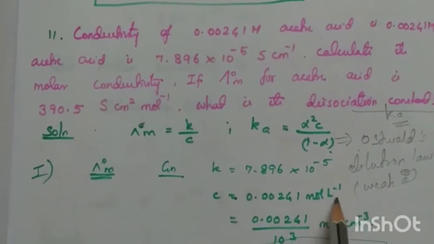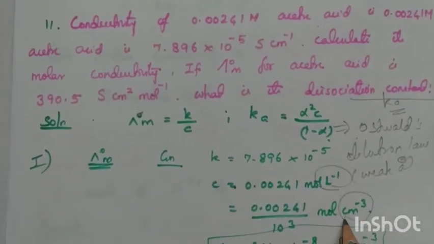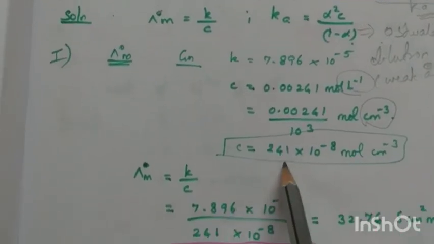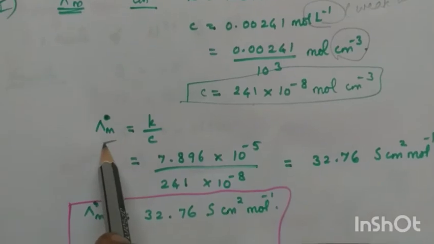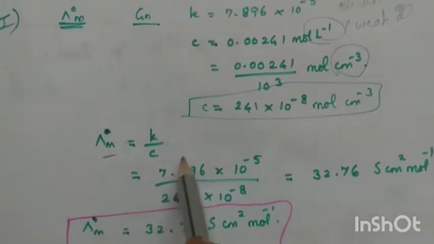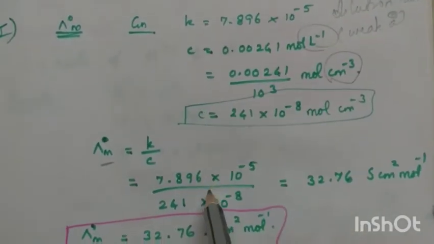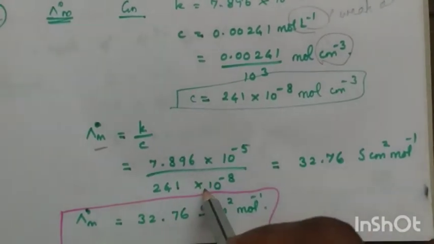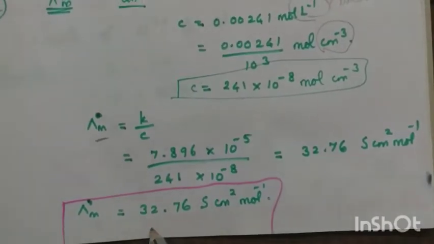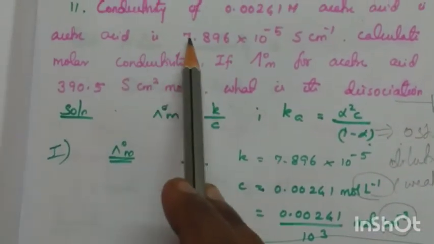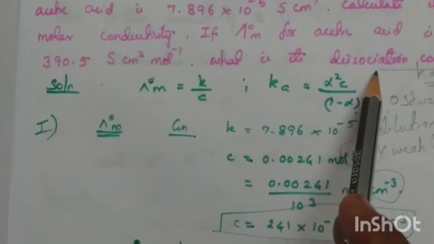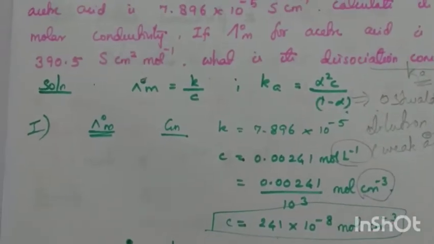C is given in liter, converted to centimeter cube by dividing by 1000. We get this value. Then the molar conductivity delta m is equal to K by C. The K value is given, so directly write that. The C value we obtained, write that. By solving this, we get the molar conductivity. Limiting molar conductivity is given, so we can calculate the dissociation constant.